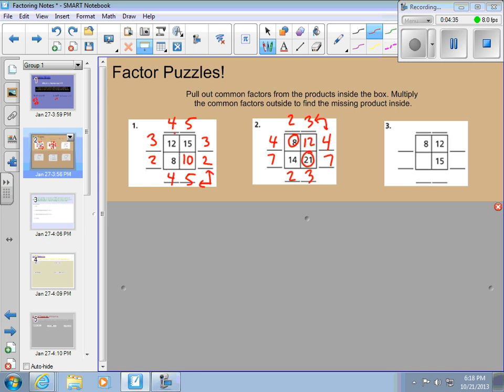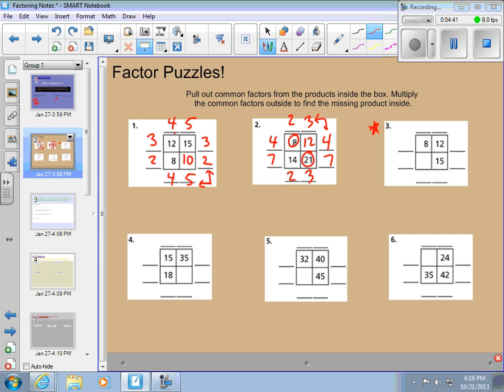All right, for tomorrow, once you guys try the rest of these factor puzzles, try number 3 and also the ones down on the bottom here and see what you get.